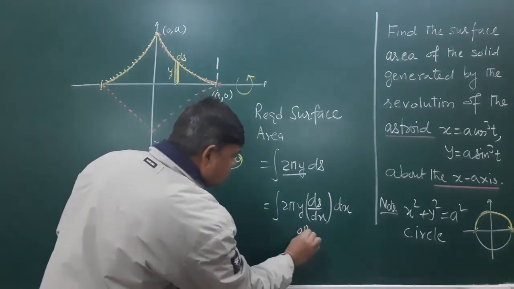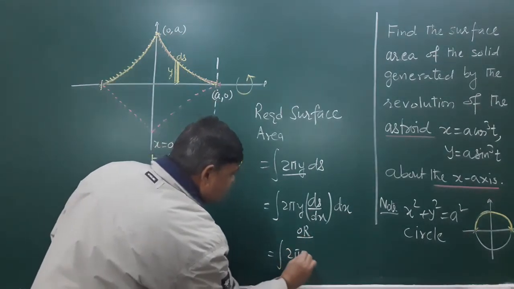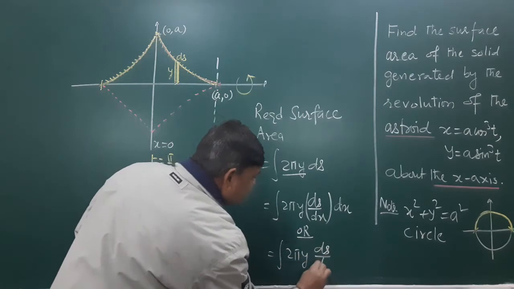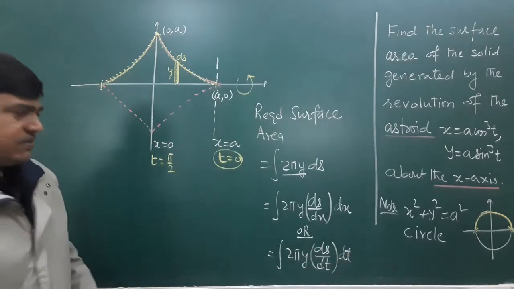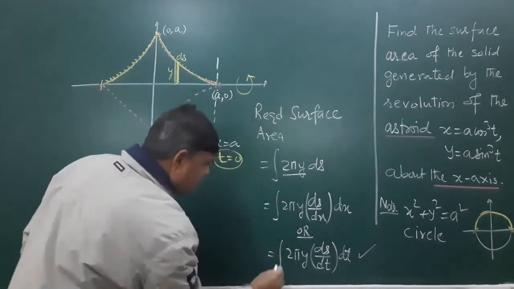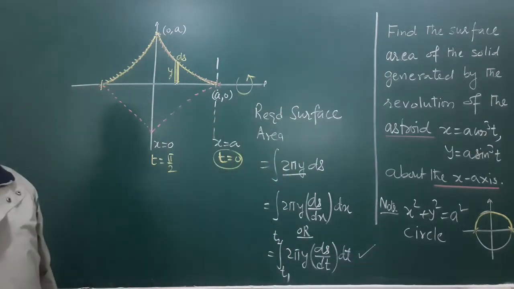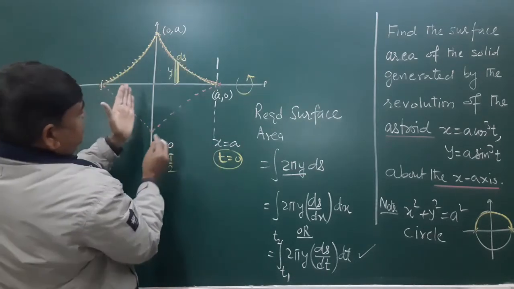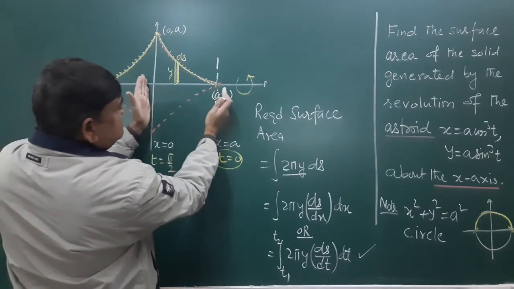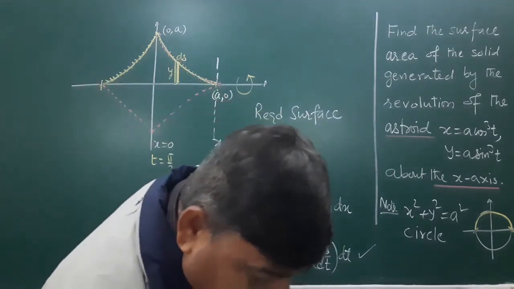Since it is a parametric equation, I write 2 pi y ds by dt. So we will use this one, and the limit is from t1 to t2. So the required surface area will be double of this one. If we integrate from this to this, then we have to rotate this one. So it is twice of this.